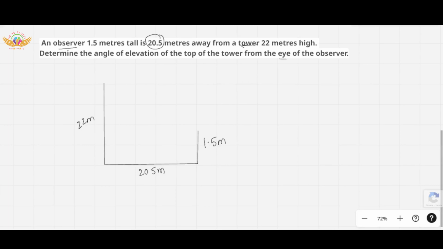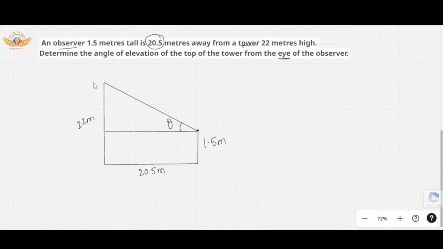See, from the eye of the observer, eye means where will be the eyes? On the head. The head will be at the top, right? So from here to the top of the tower, we have to draw a line. Let us draw the line from here to here. So we have to determine the angle of elevation. To find the angle of elevation, we need a line of sight. So I am joining the 2 points. Yes, done. So here we are going to find out this theta.